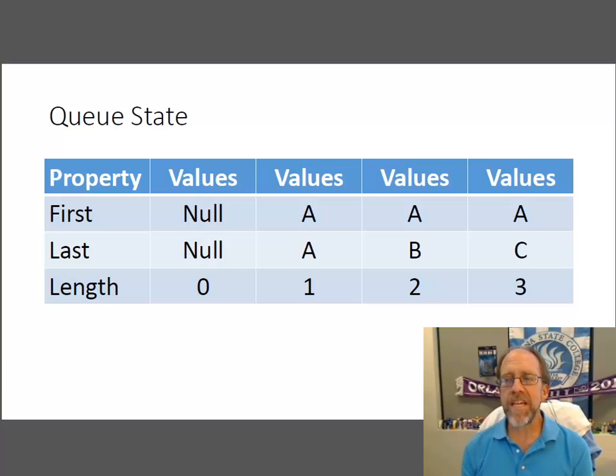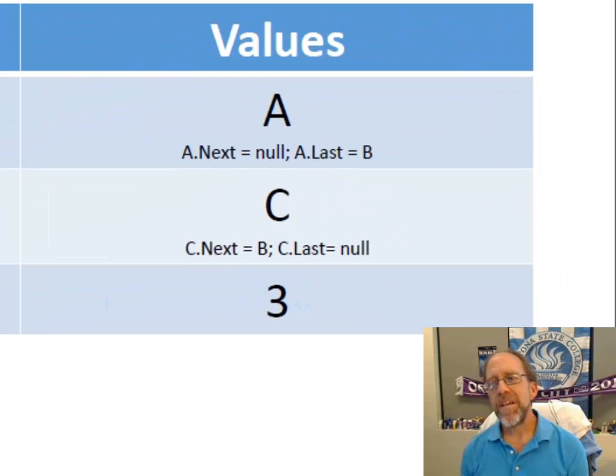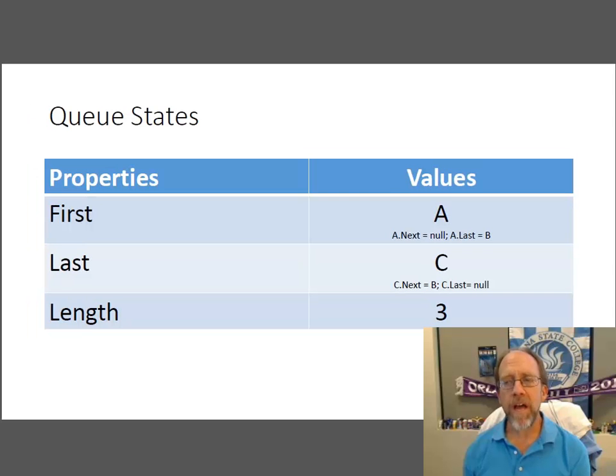So now my state is pretty straightforward. Last column here: first node is pointing at A, last node is pointing at C, and the length of the queue is 3. Looking at that in a little bit more detail, at the actual pointers within the nodes, first is A. A next is pointing to null, A last is pointing to B. Q last is pointing to C. The next of C is pointing to B, and the C last is pointing back at null, and the length is 3. We can just repeat this operation over and over again, but I think you can get the idea of how the queue itself is structured and how the pointers are used.